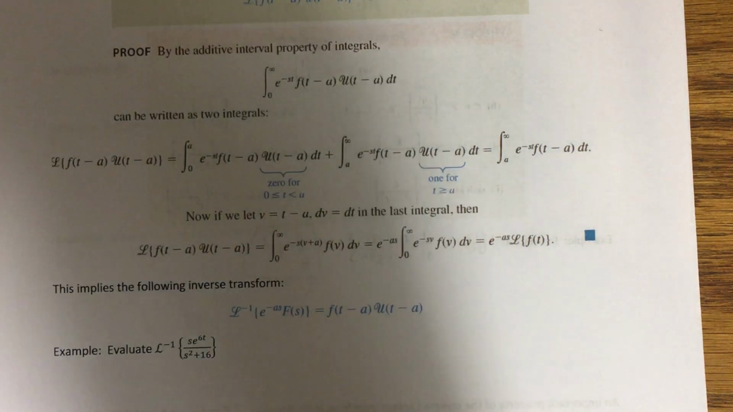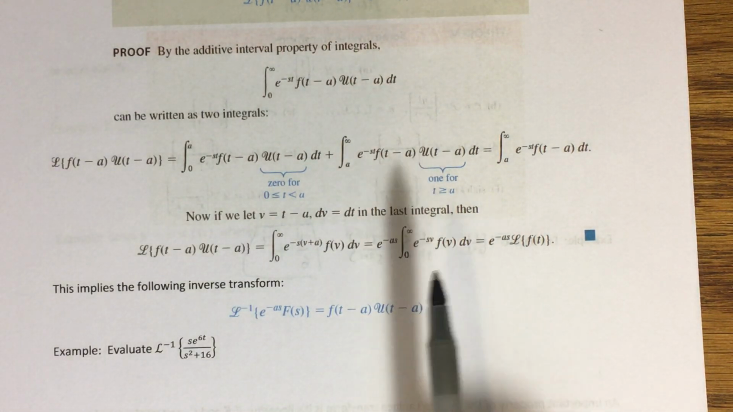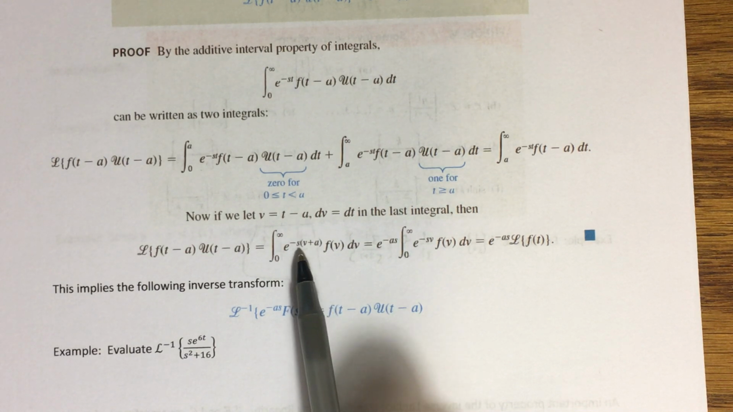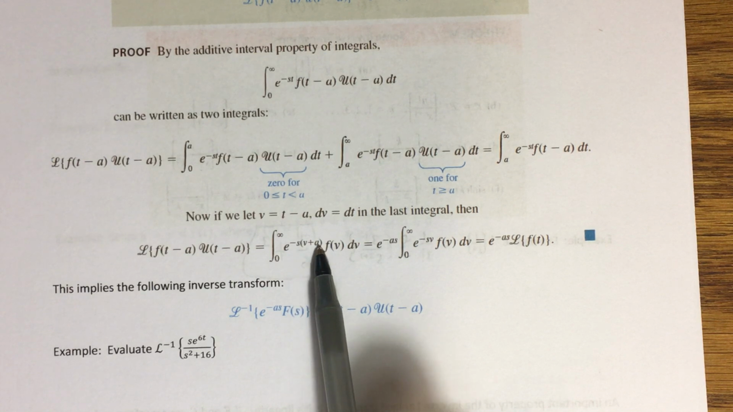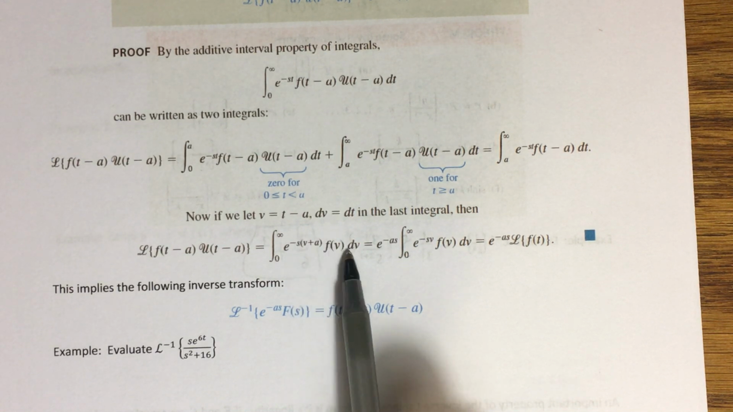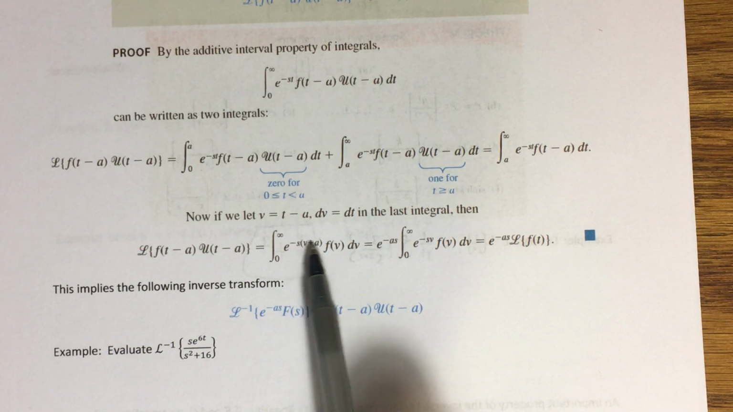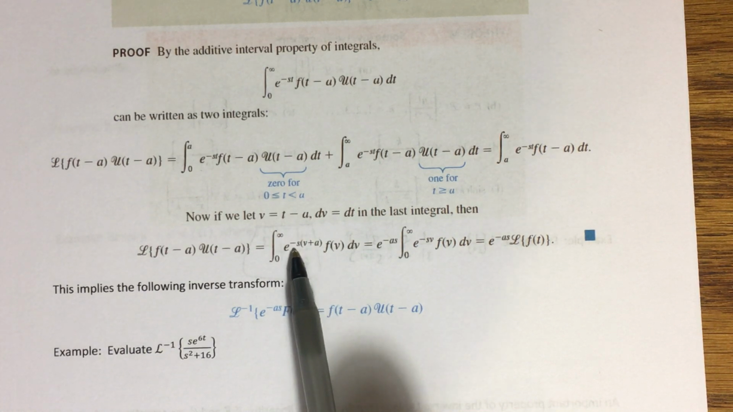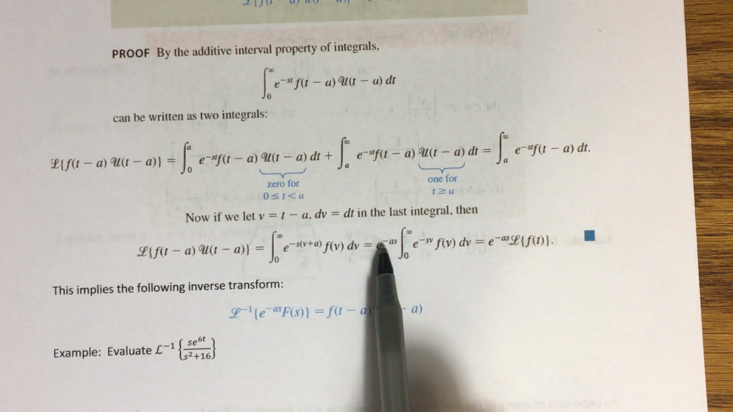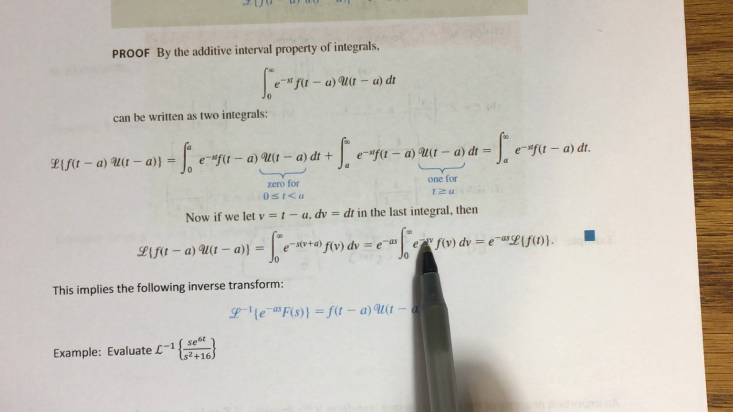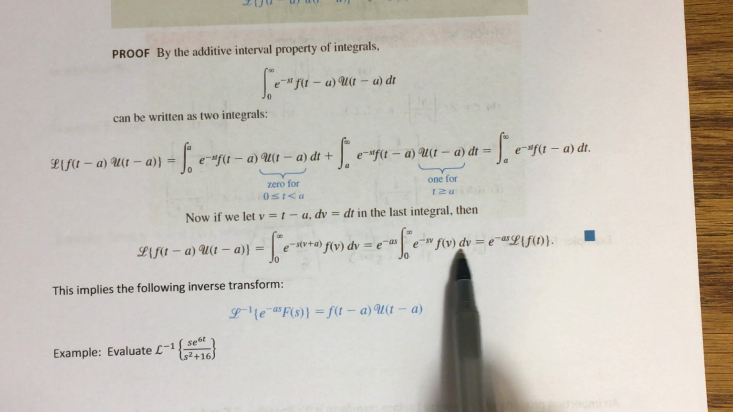However, we have this translation here, this v plus a appearing right here. What I can do is distribute my negative s in, and bear in mind that a is a constant, and we're treating s like a constant in this integral. So the e to the negative sa that will appear here, that whole thing is a constant which can be brought out, leaving me with the integral from 0 to infinity, e to the negative sv, f of v dv.